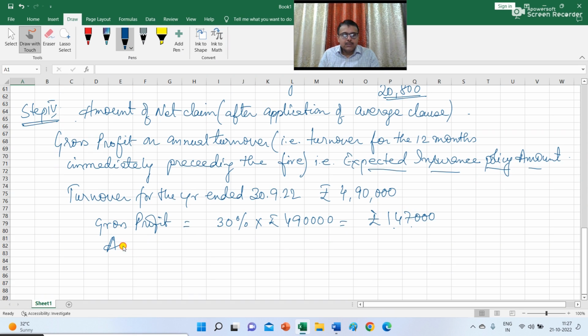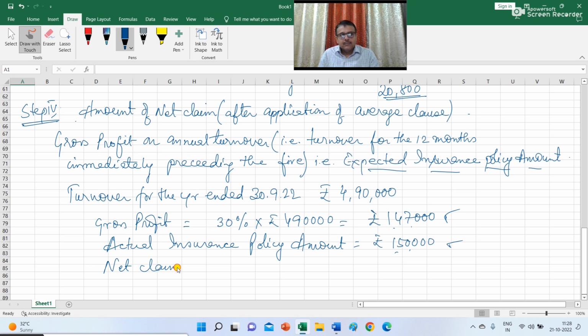What is the actual insurance policy amount? The actual insurance policy amount is rupees 1,50,000. So since the actual insurance policy amount is more than the expected insurance policy amount, which is 1,47,000, net claim is equal to gross claim, which is equal to rupees 20,800. So this is the amount of claim that will be lodged with the insurance company for loss of profit.